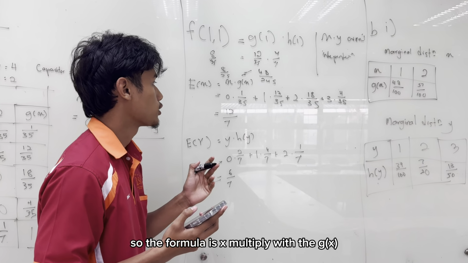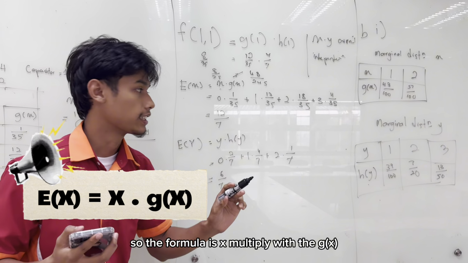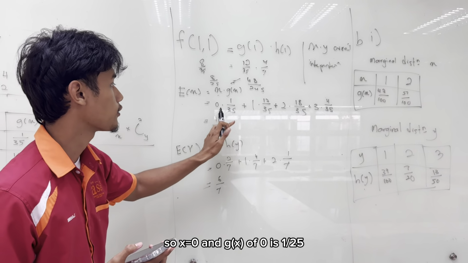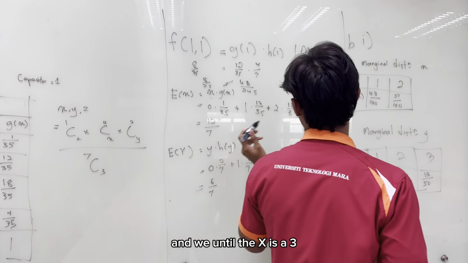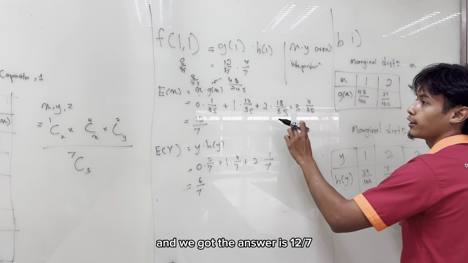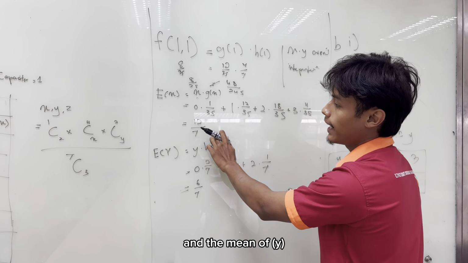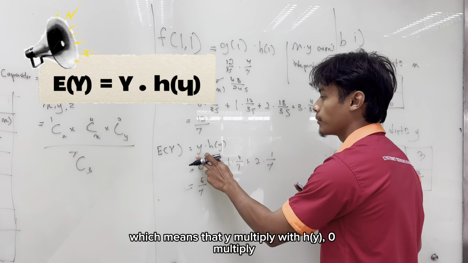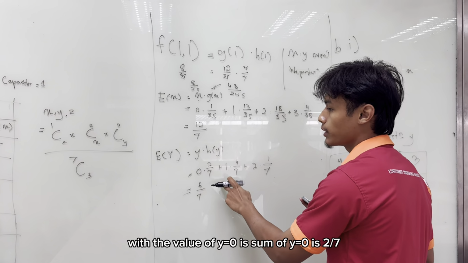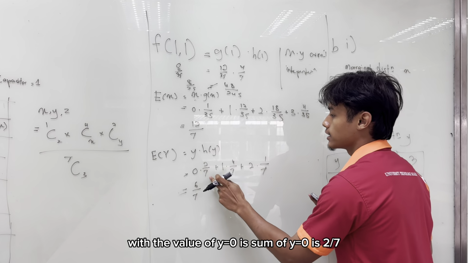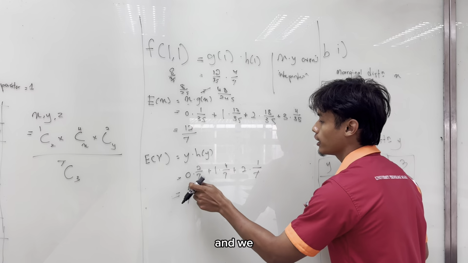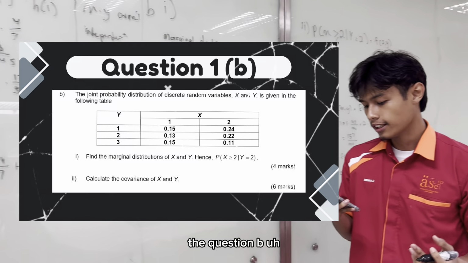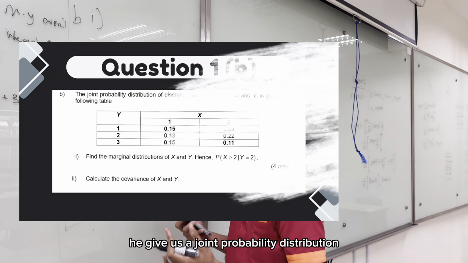Okay, question 3 requires us to determine EX and EY, which means the mean of x and the mean of y. The formula is x multiplied with gx. So x is 0 and gx of 0 is 1/35, and so on until x is 3. We add them up and the answer is 12/7. For the mean of y, we do the same, y multiplied with hy, where 0 is multiplied with the value of h at y equal to 0, which is 2/7, and we follow on, and then we get the answer 6/7.